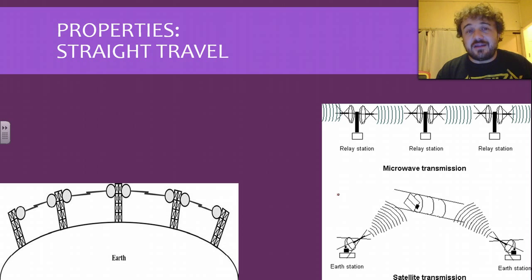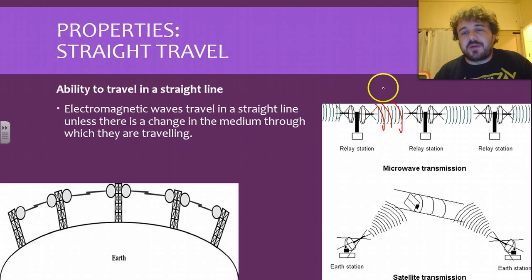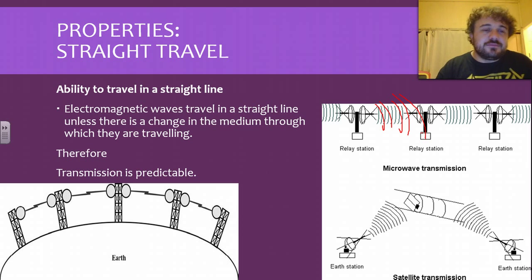It travels in a straight line. This is really useful. When we say straight line, what we actually mean is that as they're pumped out by the parabolic reflector, they don't just travel in a straight line, they propagate out. But you can go from point A to point B. This means it's really predictable, and that's important. Even when it bends, which is called refraction, going from one medium to the next, it's still predictable. We know which way it's going to bend and exactly to what angle. So predictability is really, really important.